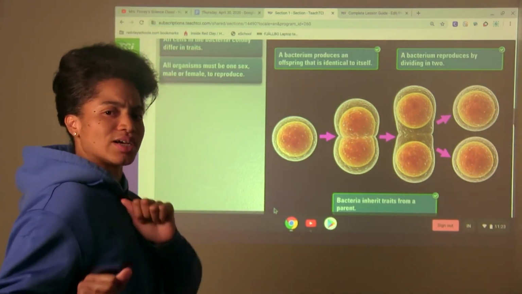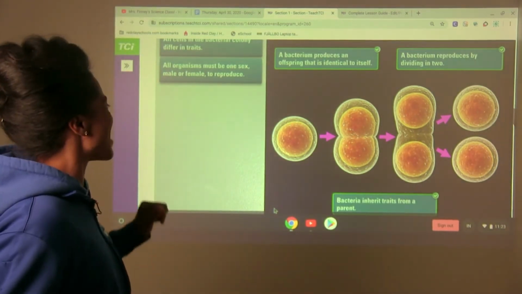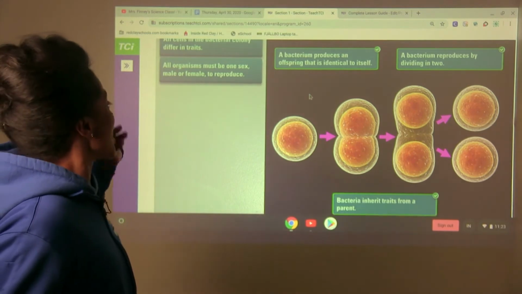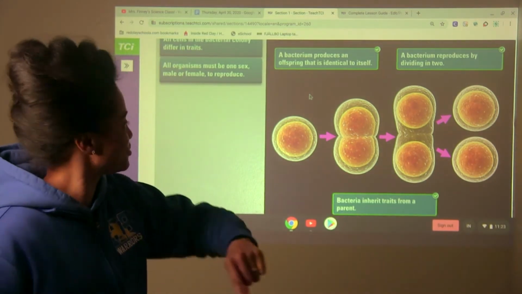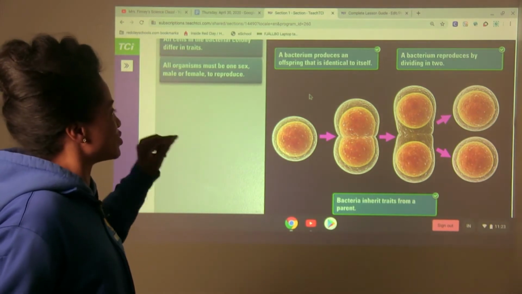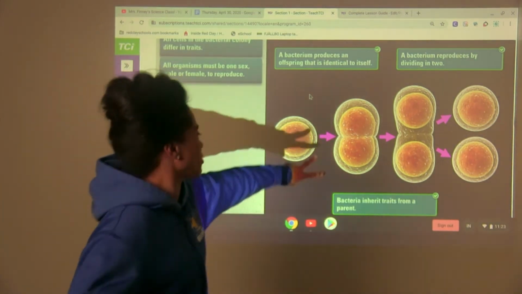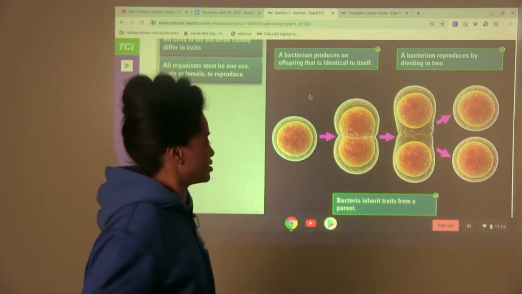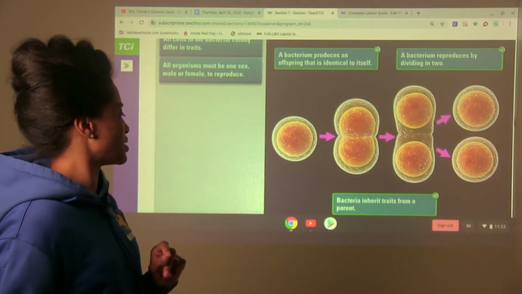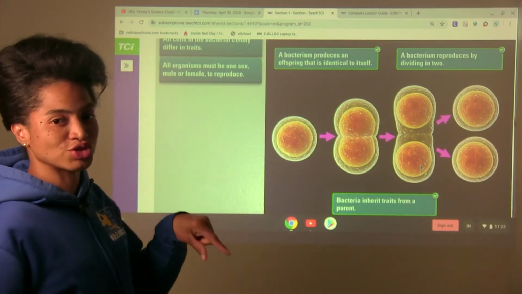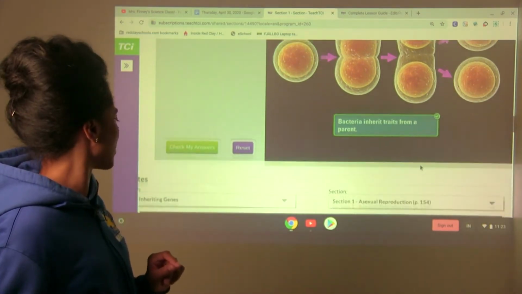Good job. It says a bacterium produces an offspring that is identical to itself. Check. A bacterium reproduces by dividing into picture. It was a great illustration for that. Check. Bacteria inherits traits from a parent. Check. All right, so we have our check for understanding.